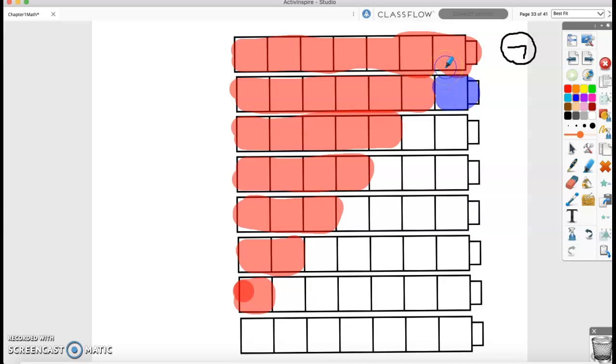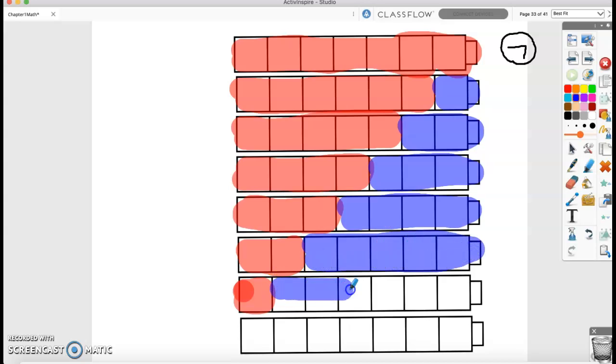So I didn't color any in the first one. I colored 1, then I colored 2 and 3, 4, 5, 6, and then 7, or all of them in my last one. So those are all the ways that I can make 7. So let's go ahead and write the number sentences.